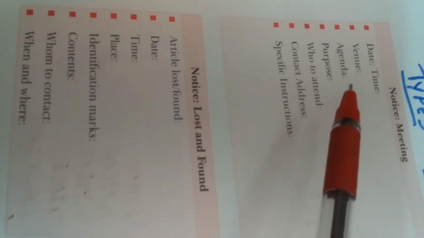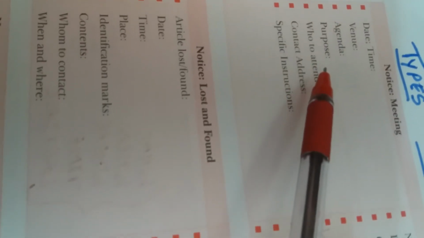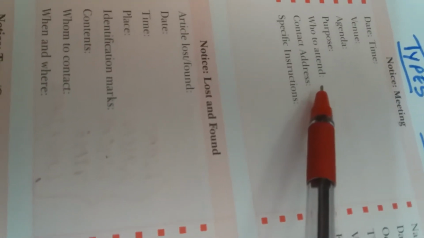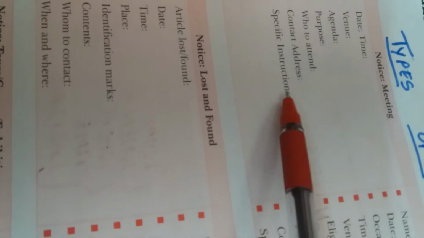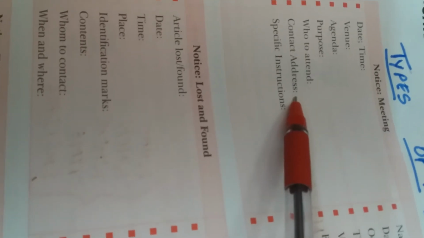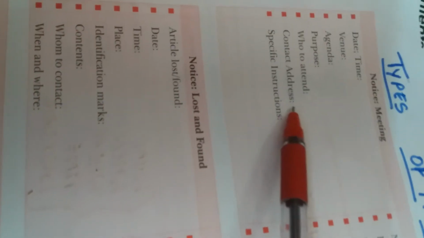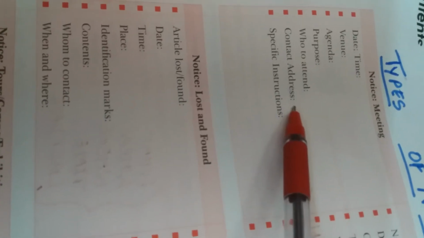Agenda means what is the topic on which we are discussing in the meeting, then what is the purpose, then who can attend, meaning eligibility, then specific instruction if it is to be given, and then to whom one should contact. Address is not required, but whom to contact is necessary.